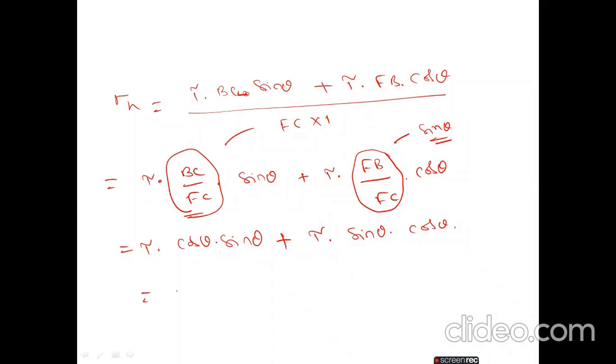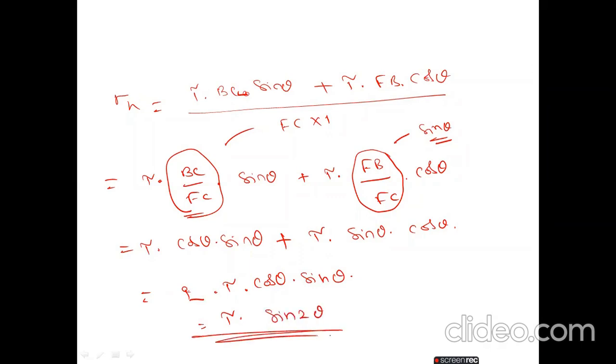So now what happens? 2 into tau into cos theta into sin theta. Okay. So now tau into sin 2 theta. This is the condition. We got the answer for the normal stress. Same like that, we have to do the tangential stress.